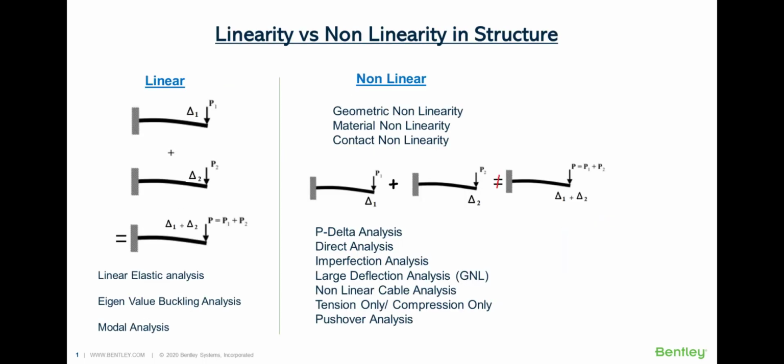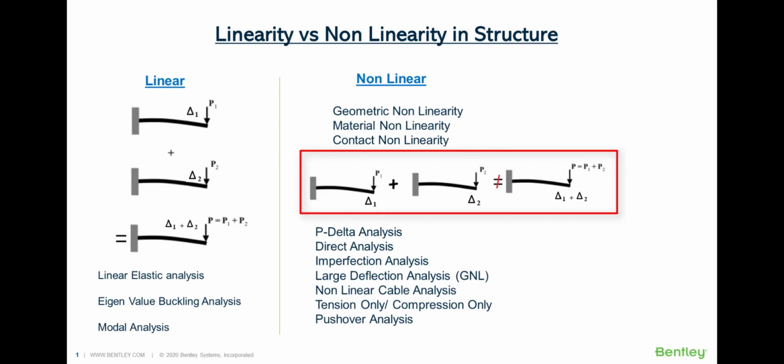Now let's see the linearity and the non-linearity in a structure. On the left hand side, you can see the cantilever beam where the loads P1 and P2 are applied independently. If you add the responses, displacement delta 1 and delta 2, you'd get the same response when P1 and P2 are acting simultaneously on the same cantilever. On the other hand, if this equality doesn't exist, as we discussed before, then this is a nonlinear case.